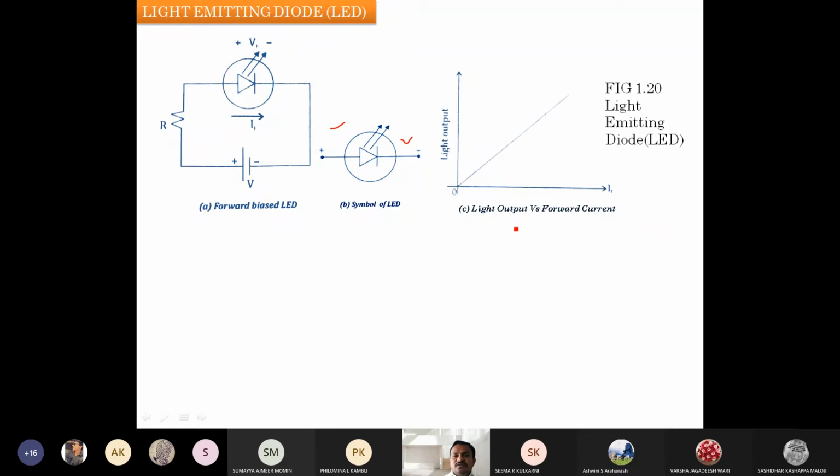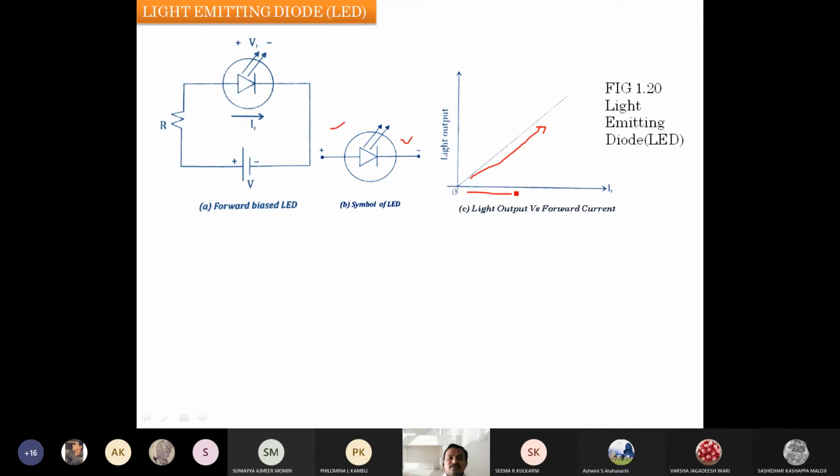Now, the graph relates the output light with respect to input current. As you increase the current, there is an increase in the light intensity, an increase in the output light intensity.